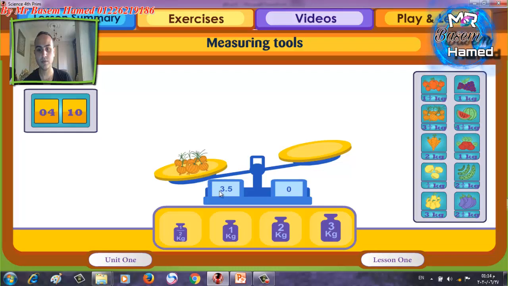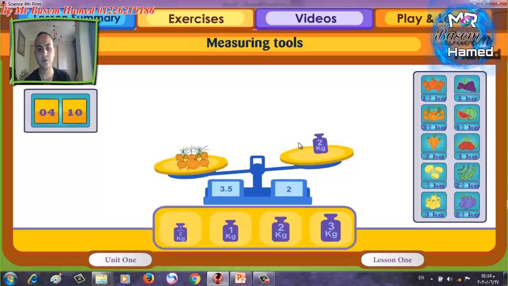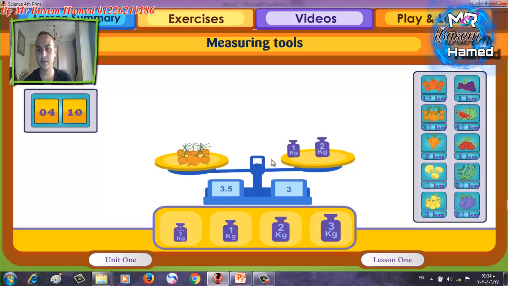Oh, the mass of this fruit equals 3.5 kilograms. So we use 2 kilograms, not balanced yet, 1 kilogram more. Oh, we want 0.5 kilogram. Oh, now it balances. So the measuring tool is the common balance, and the measuring unit here is the kilogram.